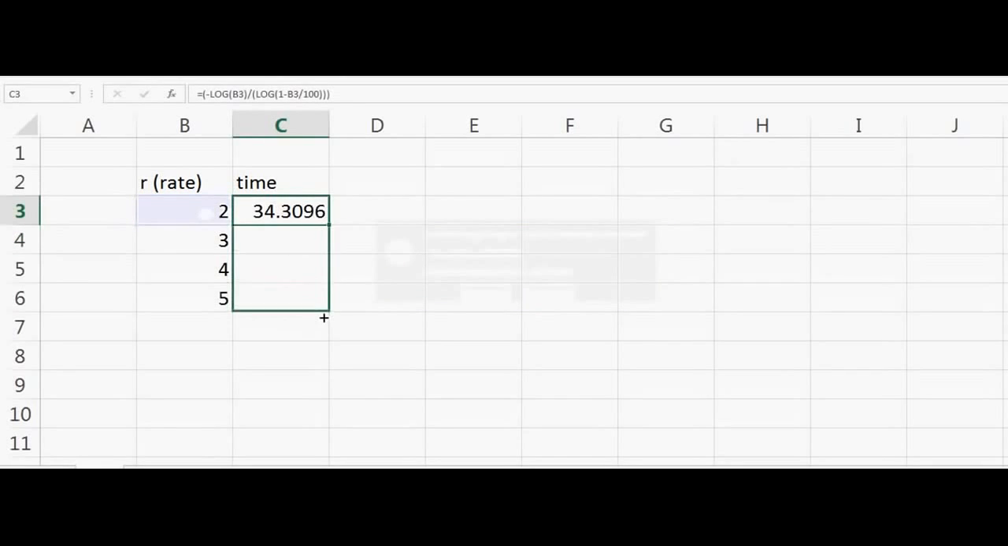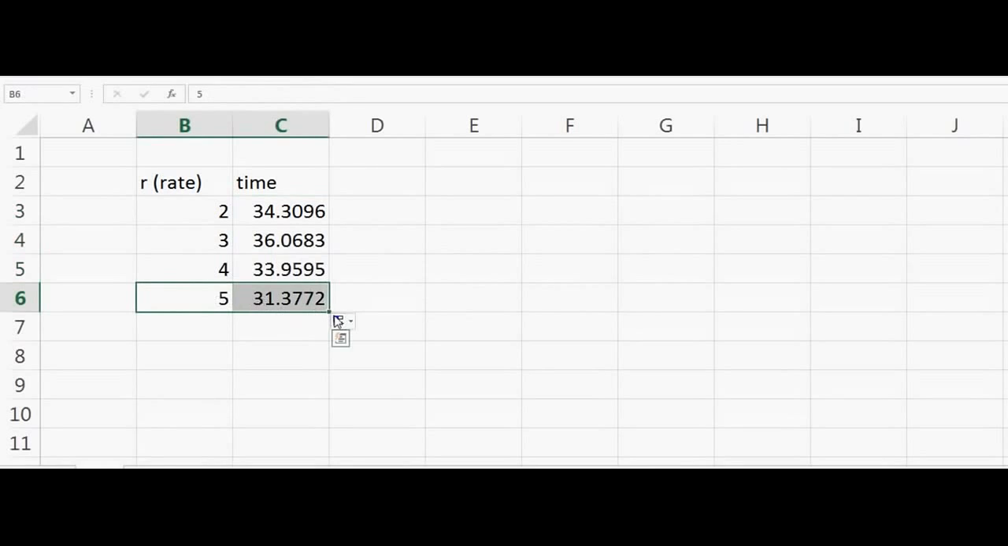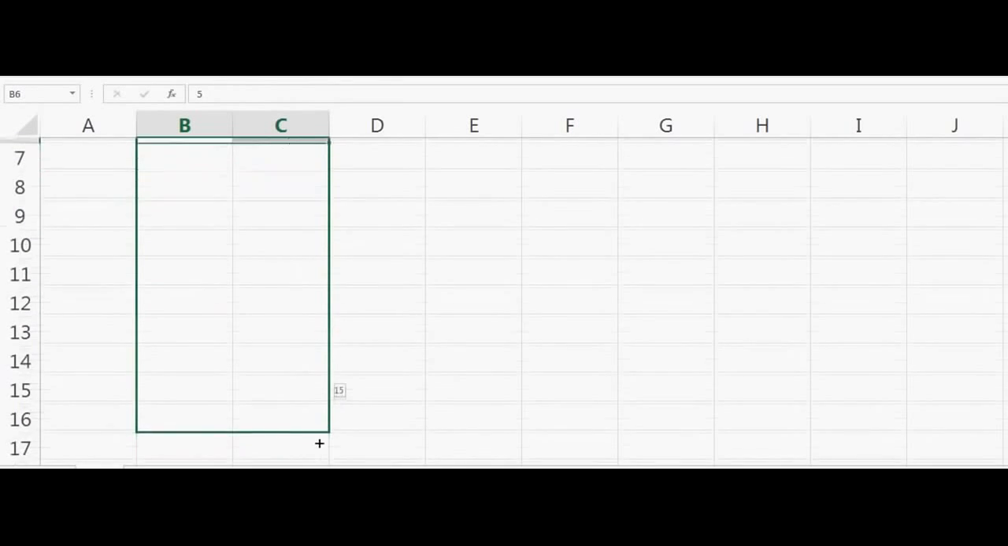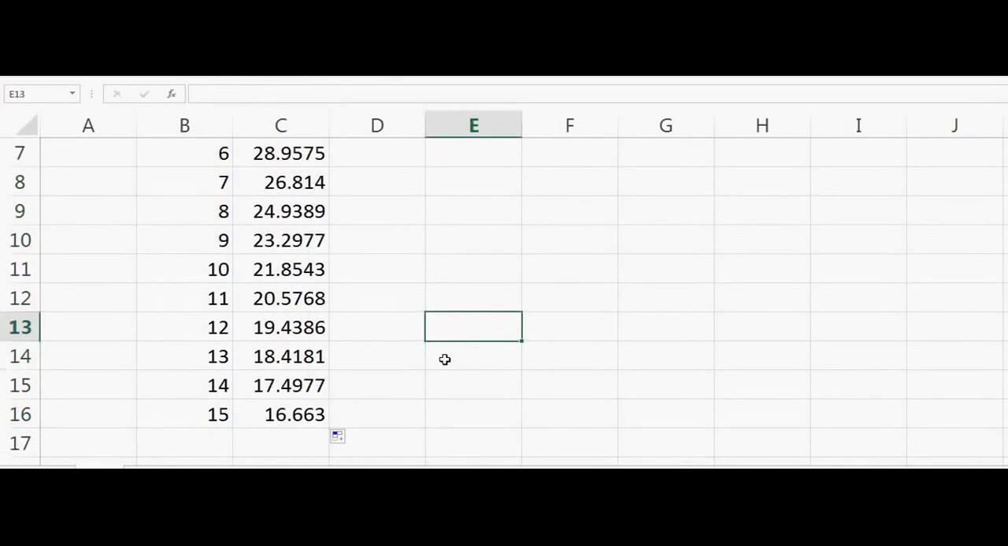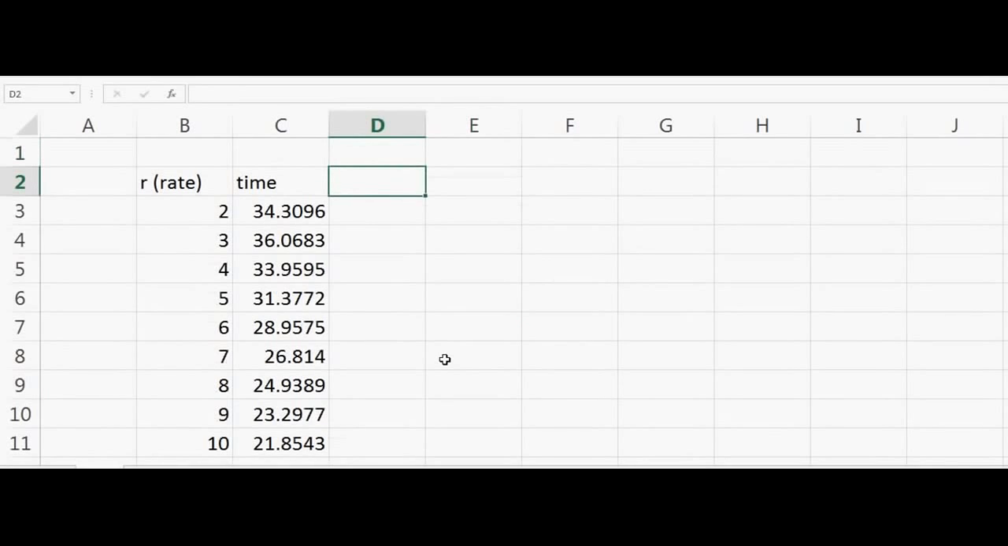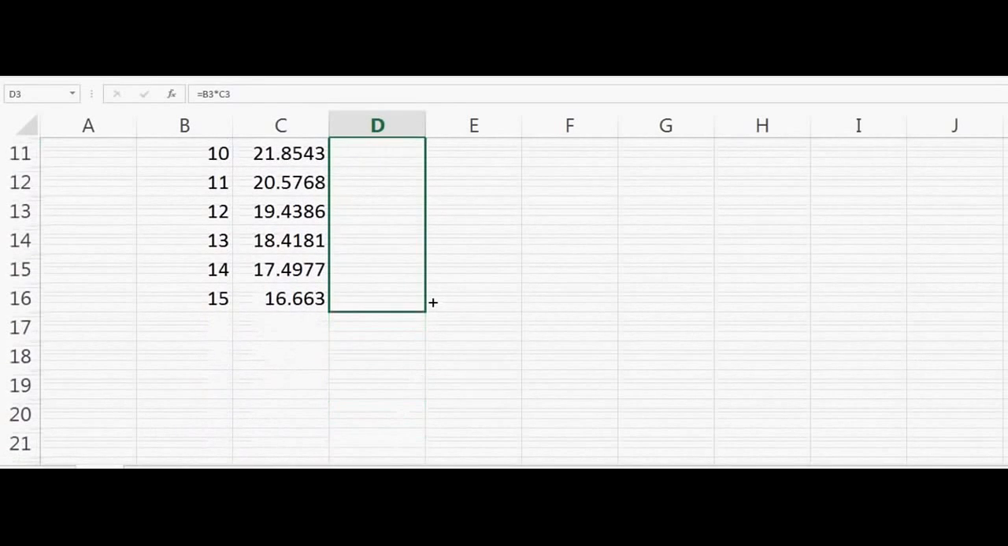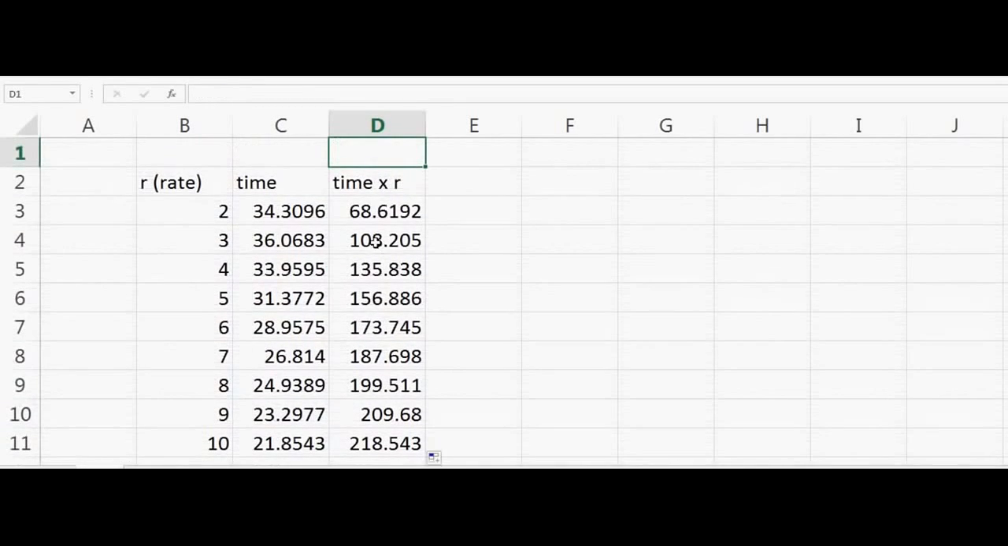So we can do the same thing. You can keep copying this formula until 15. So now if we calculate time into rate, that will be equal to 2 into time, so 68.6192. So this is very close to 70. So if we keep doing this for all the rates, we can see something is wrong here.